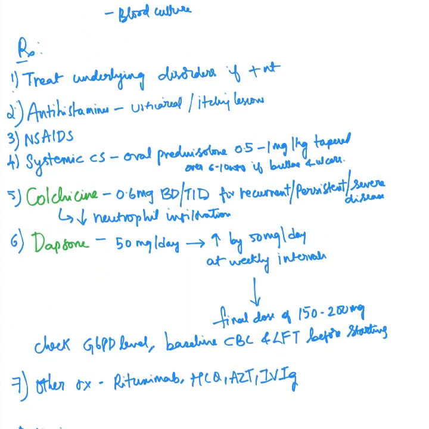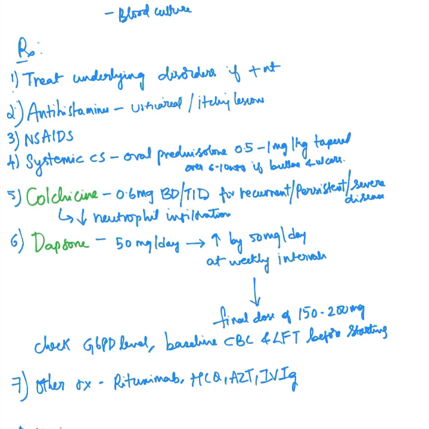Coming to management, treating the underlying disorder if detected forms the mainstay of treatment. Antihistaminics are useful in itchy or urticaria-like lesions, and NSAIDs can also be helpful in certain cases. Systemic corticosteroids, oral prednisolone in a dosage of 0.5 to 1 mg per kg tapered over 6 to 10 weeks, are used if bullae or ulcers are present. However, in most of our clinical approach, we tend to give systemic corticosteroids when the patient first presents. Colchicine about 0.6 mg BD or TID depending upon the patient's GI tolerance can be given for recurrent, persistent and severe disease.